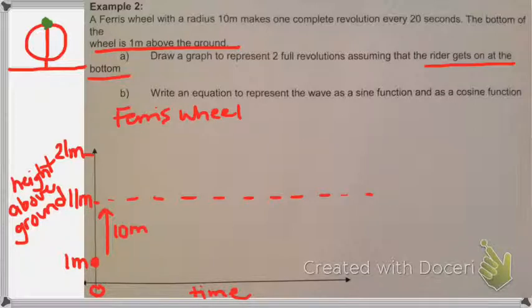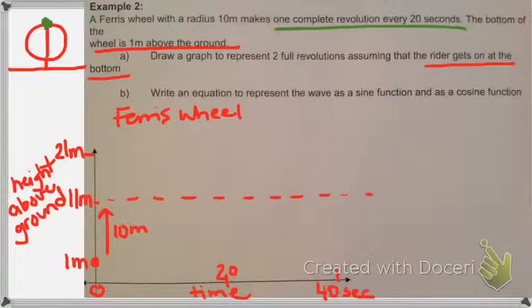It gives us the period. It says that one complete revolution occurs every 20 seconds. So again, down at the bottom of the x-axis, let me change back to red here. I want you to go about halfway, and I want you to show me about 20 seconds here. So I'll write that on top. 20 seconds. If we want 2 revolutions, then over here we're going to have 40 seconds.